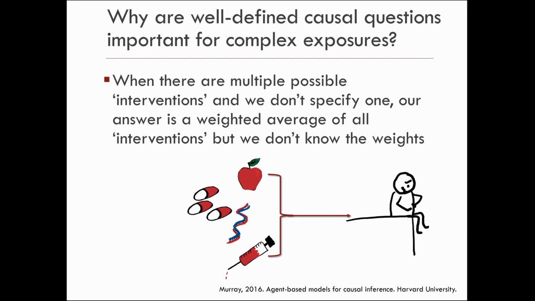So the main thing that's important about well-defined causal questions is when exposure can happen through multiple routes. In that case, so in this example, we have maybe exposure can come about through diet, through medication use, through genetics. In that case, when we're estimating the effect of that exposure, really what we're doing is we're estimating the effect of those multiple ways in which exposure can come about, averaged over all of those ways, based on the distribution of those ways in the population. But so this is giving us a weighted average where we don't know the weights and we don't know what we're averaging over. So it's hard to understand.